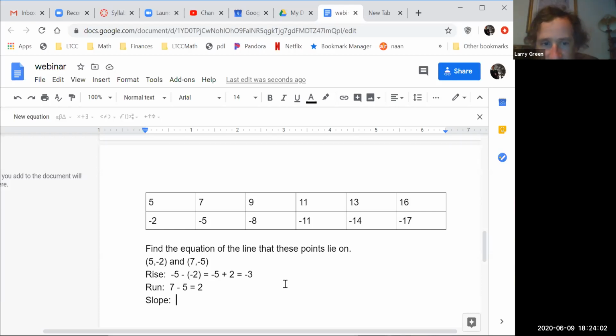The hint is the fraction. Good. The slope is -3/2. Any questions on that? Okay, so we just found the slope.